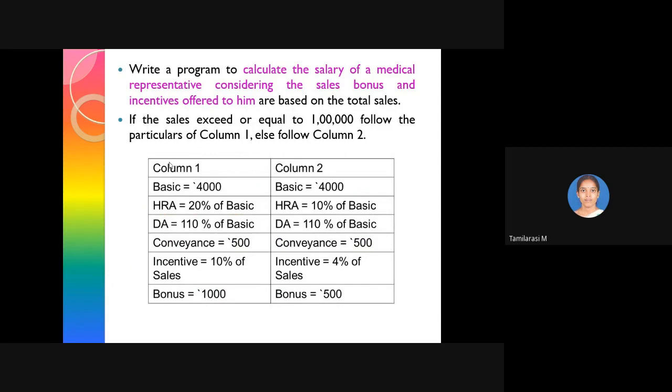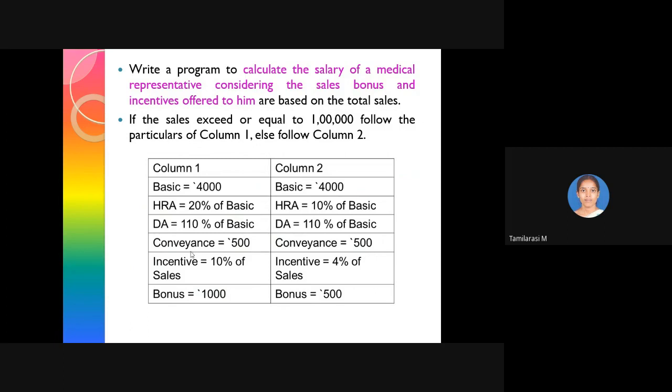This is an example program making use of the if else statement. In column 1, they have given basic pay, HRA, DA, conveyance, incentives, and bonus. All these allowances plus basic pay are given. The same way in column 2 also. When the sales are greater than or equal to 1 lakh, it automatically follows column 1, or else it will follow column 2.